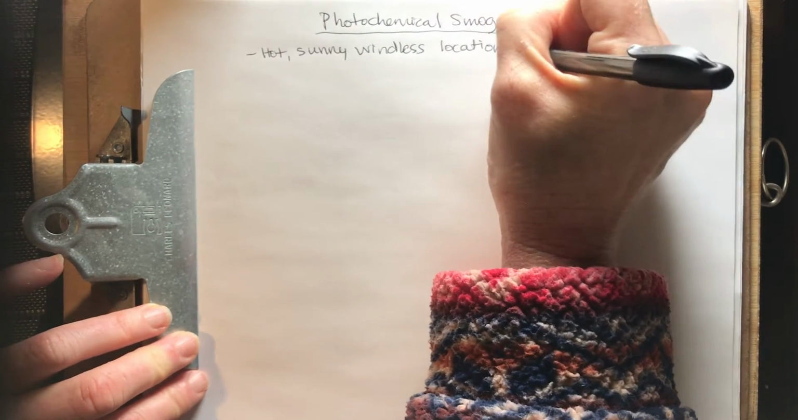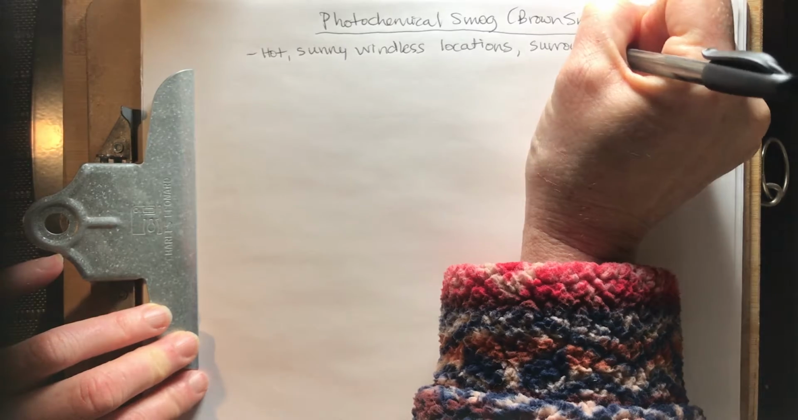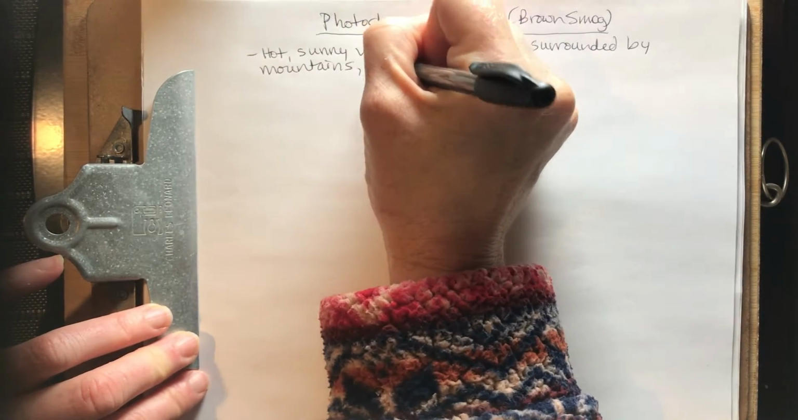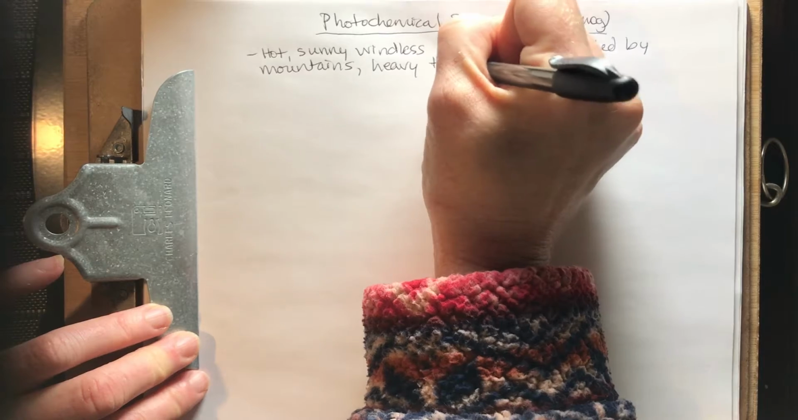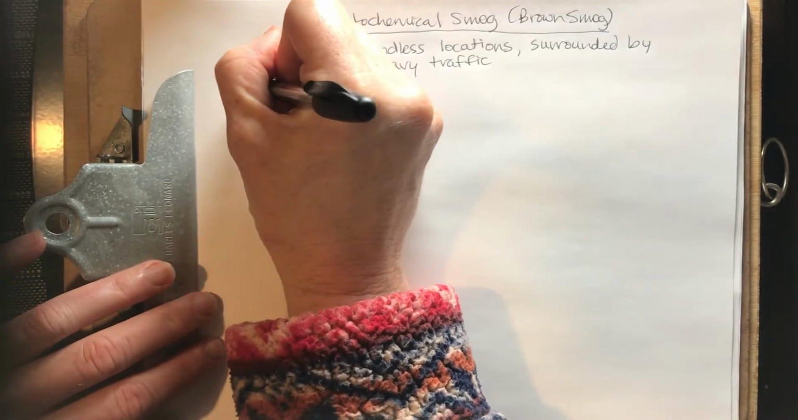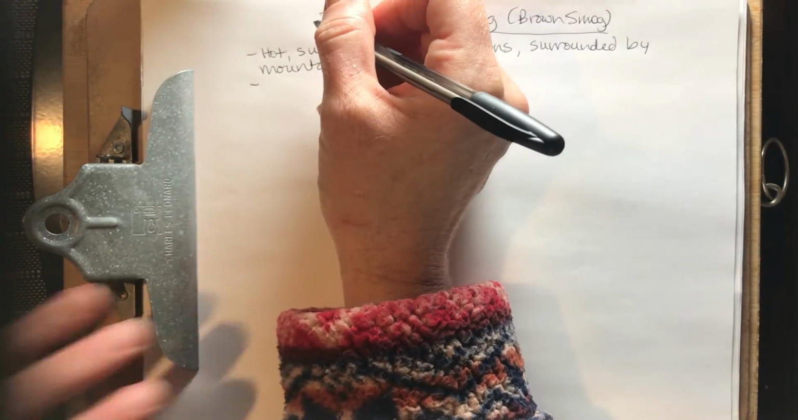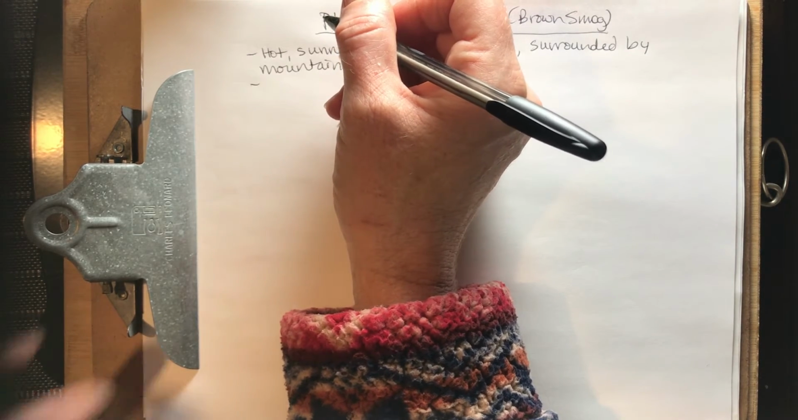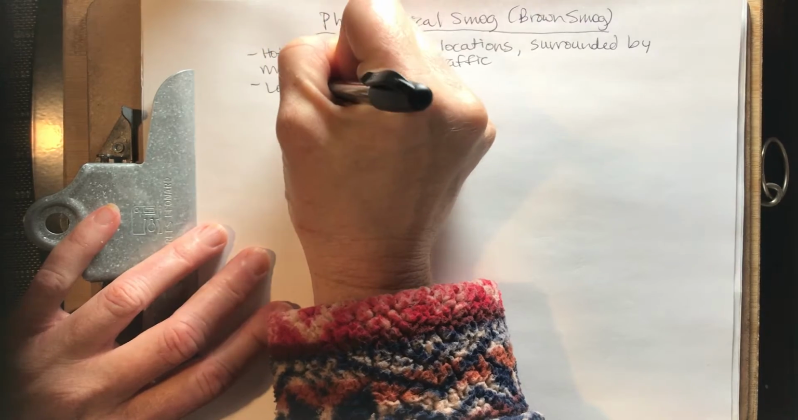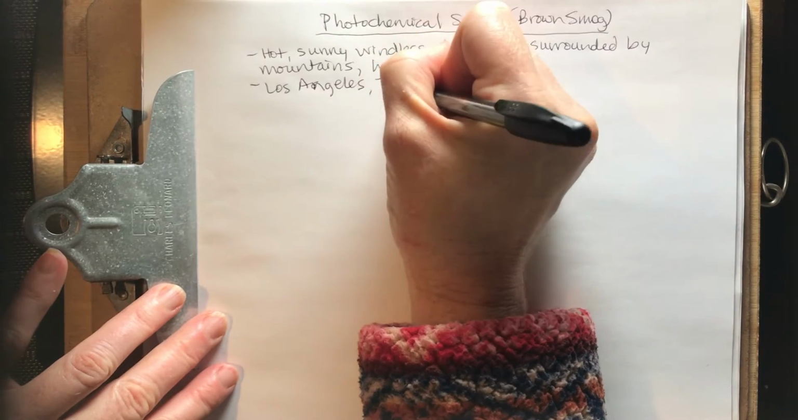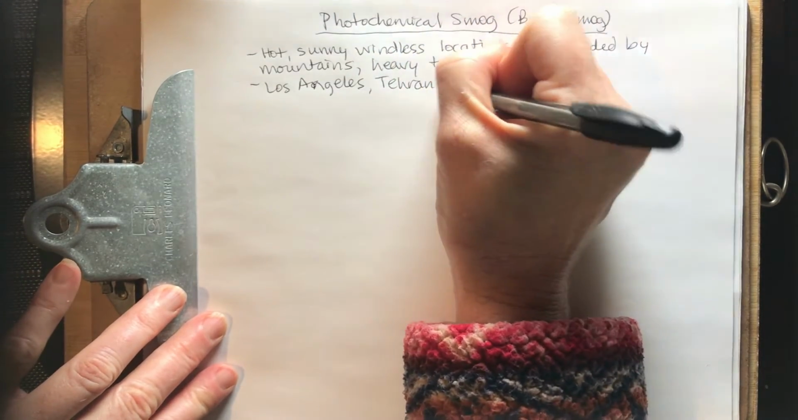Areas that are surrounded by mountains, and areas that have heavy traffic. All of those will play a role in the formation of photochemical smog. So, top locations for photochemical smog are going to include Los Angeles, Tehran, and Mexico City.